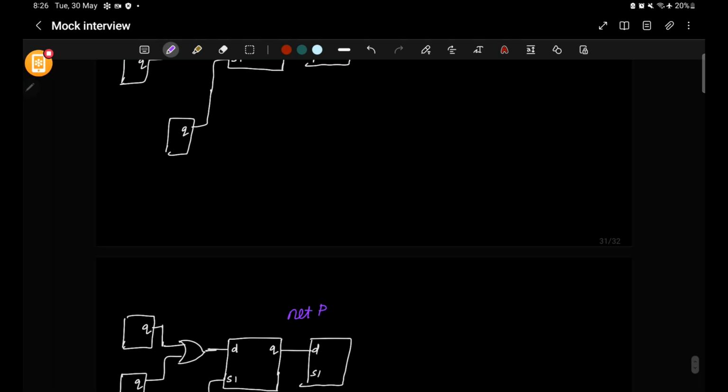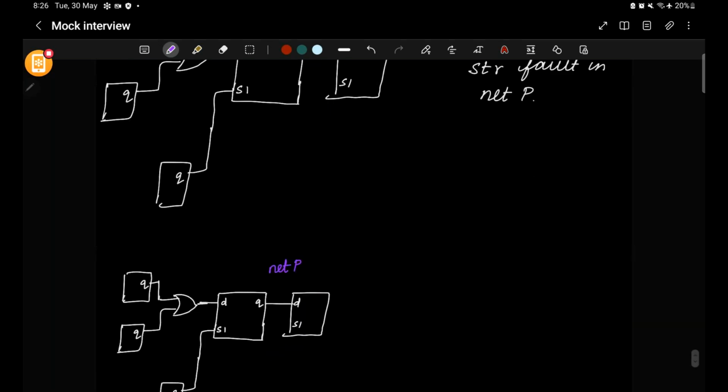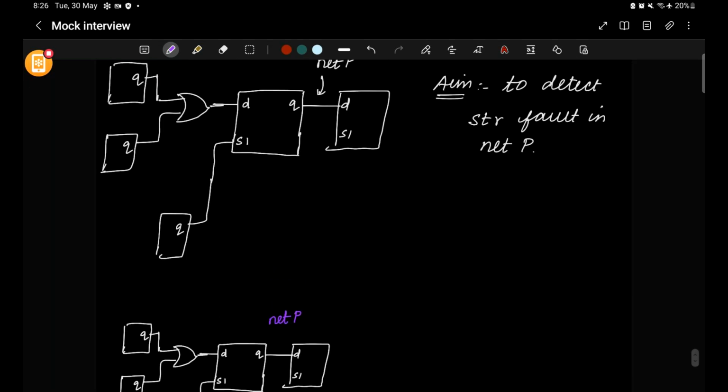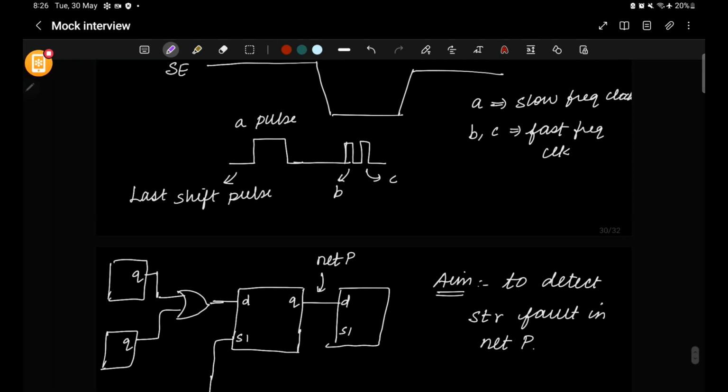So what will the tool do? The tool will try to bring a rise transition in net P, and it will try to see the 0 to 1 transition. It will try to bring it at the end of C pulse. If this flop is holding 1, then there is no slow to rise fault in net P. If it is holding 0, then you are having a slow to rise fault in net P.